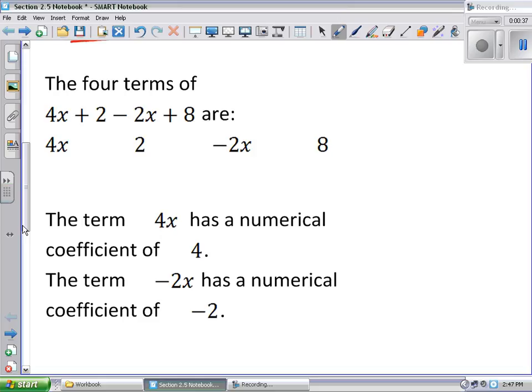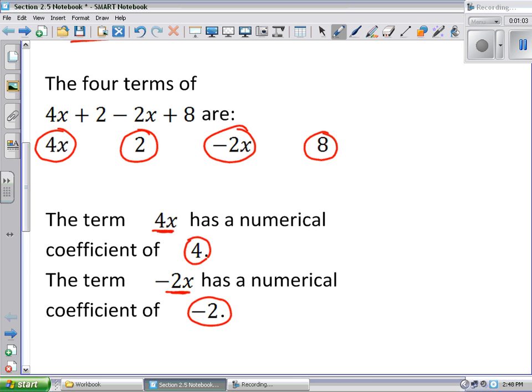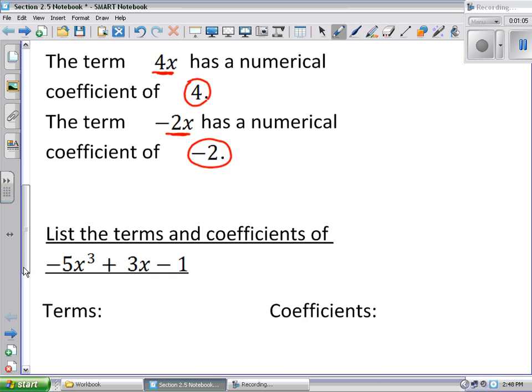The four terms of this expression, 4x plus 2 minus 2x plus 8, are: 4x is the first term, 2 is the second term, negative 2x is the third term, and 8 is the fourth term. The term 4x has a numerical coefficient of 4. The term negative 2x has a numerical coefficient of negative 2.